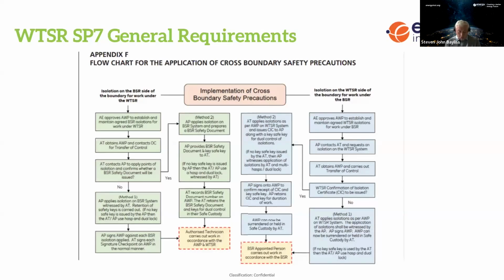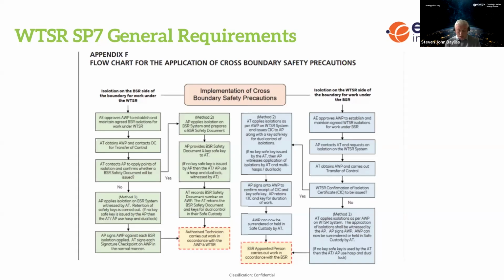So we look at method 1: the AP applies isolation on the boundary safety rules system, witnessed by the AT. Retention of the safety keys is carried out. If no safety key is issued, then the AP and the AT use a hasp and a dual lock. The AP signs the AWP against each boundary safety rules isolation applied. The AT signs each signature point on the AWP in the normal manner.